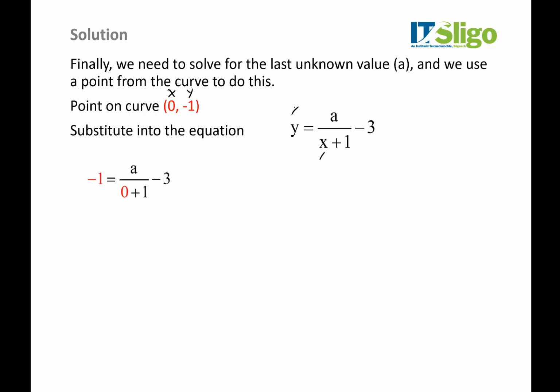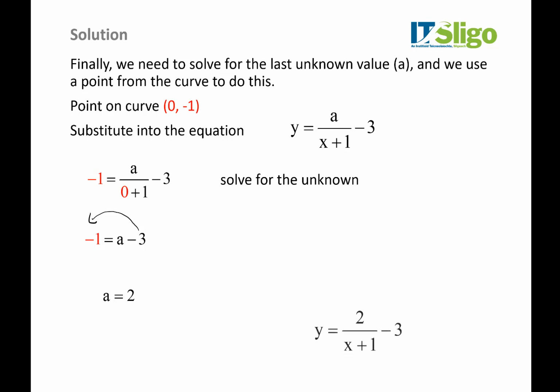So now when we tidy this up, we're going to get minus 1 is equal to a over 1 minus 3. And when we solve out for a, we'll get a is equal to 2. Add plus 3 to both sides. So now we've done enough. We can establish the function because we know the three variables a, b, and c from the general equation.